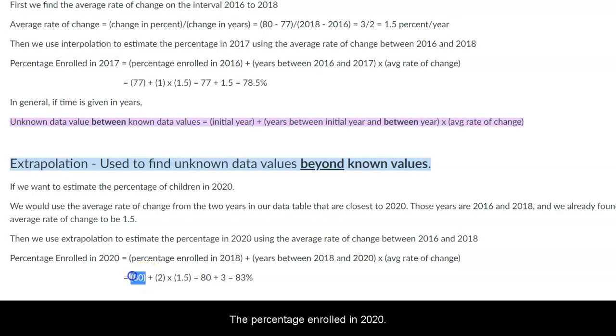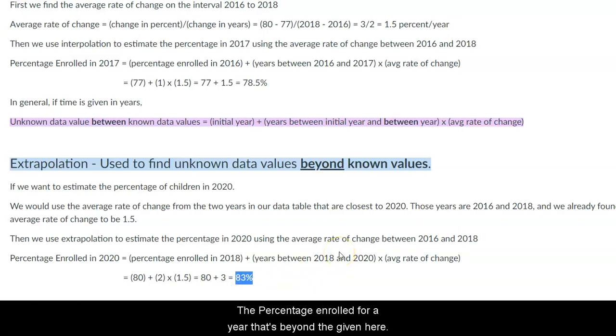So the percentage enrolled in 2020 would equal 80, which is the percentage enrolled in 2018, plus the years between 2018 and 2020 is 2 years, times the average rate of change, which was 1.5. So we would have 80 plus 3, because 2 times 1.5 is 3, equals 83% enrolled in 2020. So by extrapolation, we've estimated the percentage enrolled for a year that's beyond the given years.